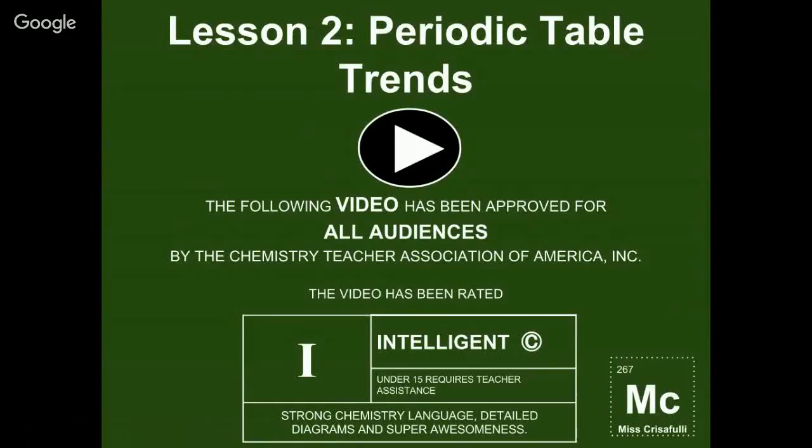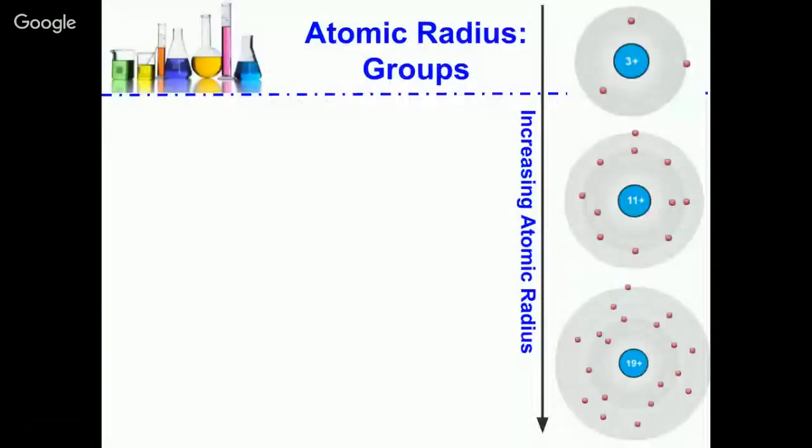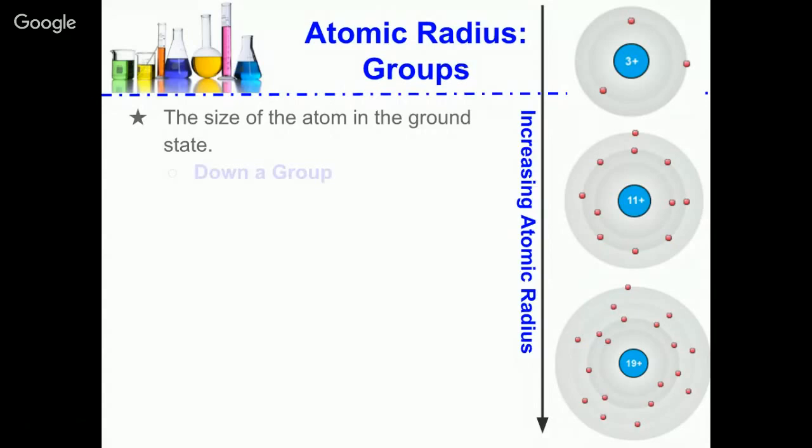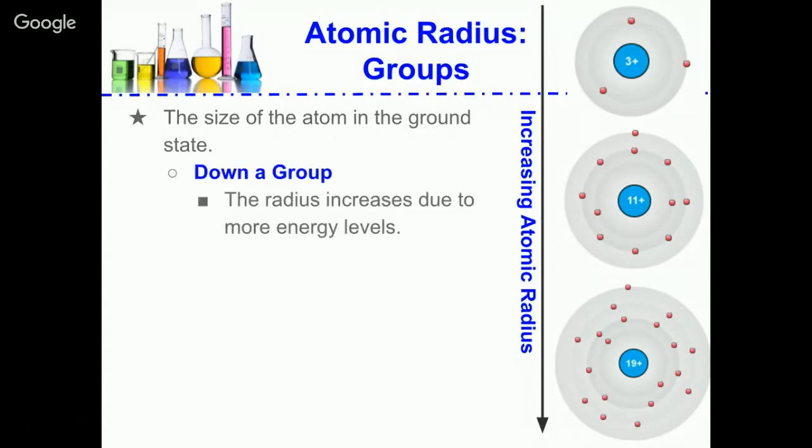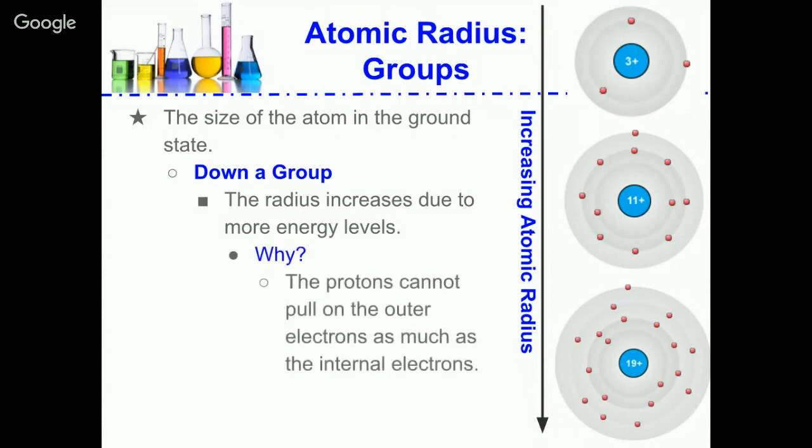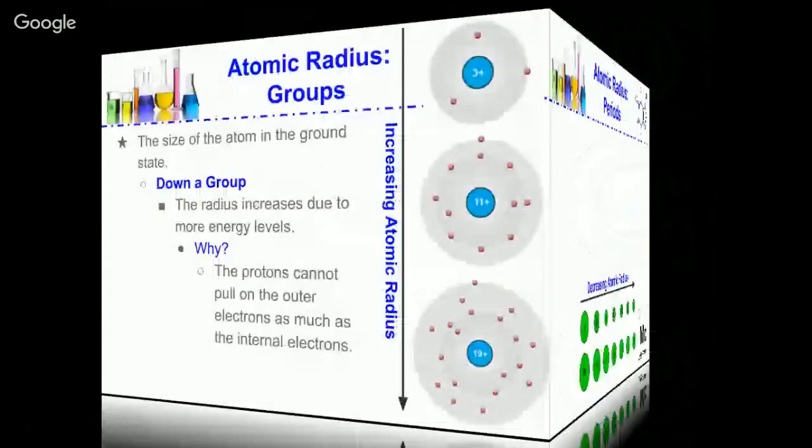Hello, AP Chemistry students, and welcome back to your Unit 4, Lesson 2 notes, which is all about the periodic table trends. So let's first talk about atomic radius in groups. The atomic radius is the size of the atom in the ground state. When you go down a group, the radius increases due to more energy levels. Why does that happen? That happens because protons cannot pull on the outer electrons as much as the internal electrons.